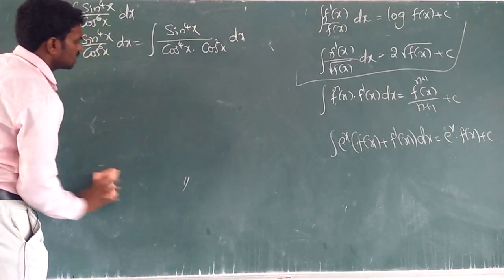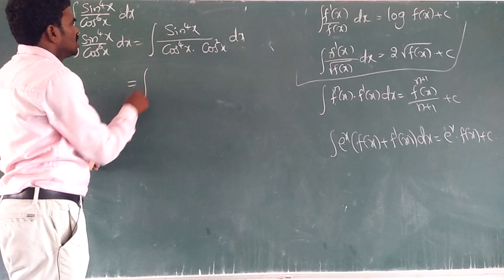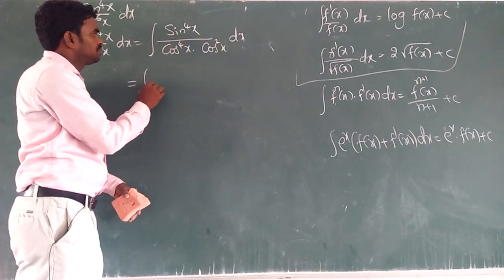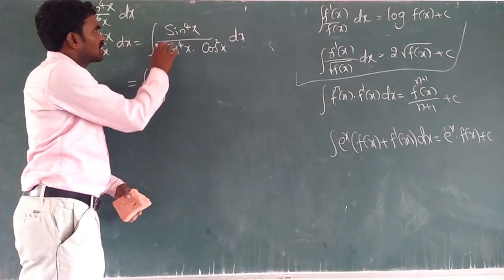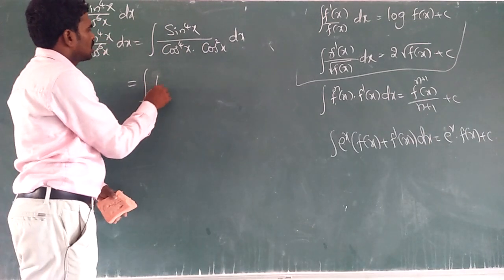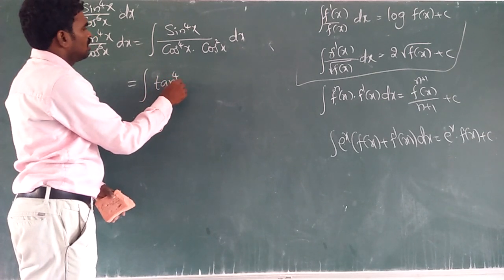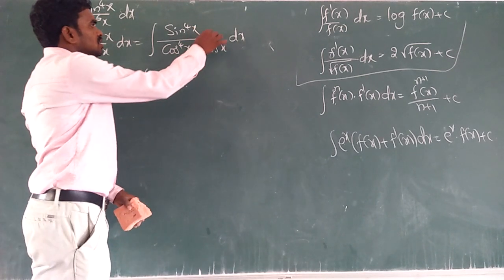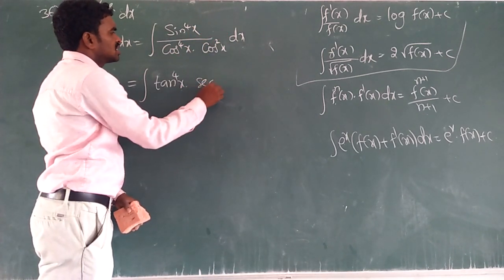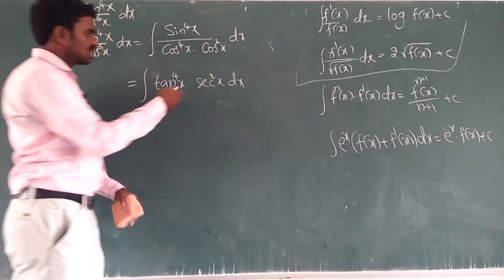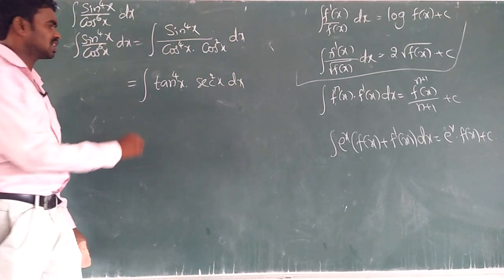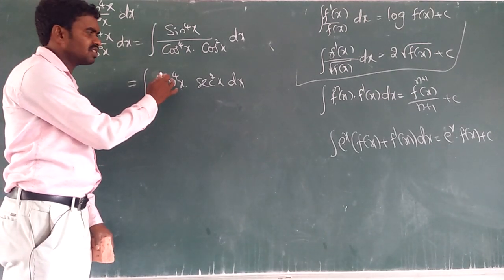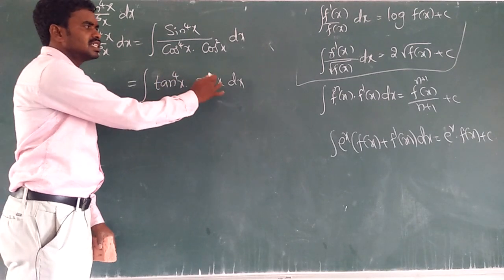Power 6 is split. Now sin by cos with the same power. What is sin by cos? Tan power 4x. And 1 by cos means secant, so 1 by cos square x is secant square x. Of course, it is the same as the 35th problem. Here we have to think this is the function tan x, and the derivative of this function tan x is secant square x.